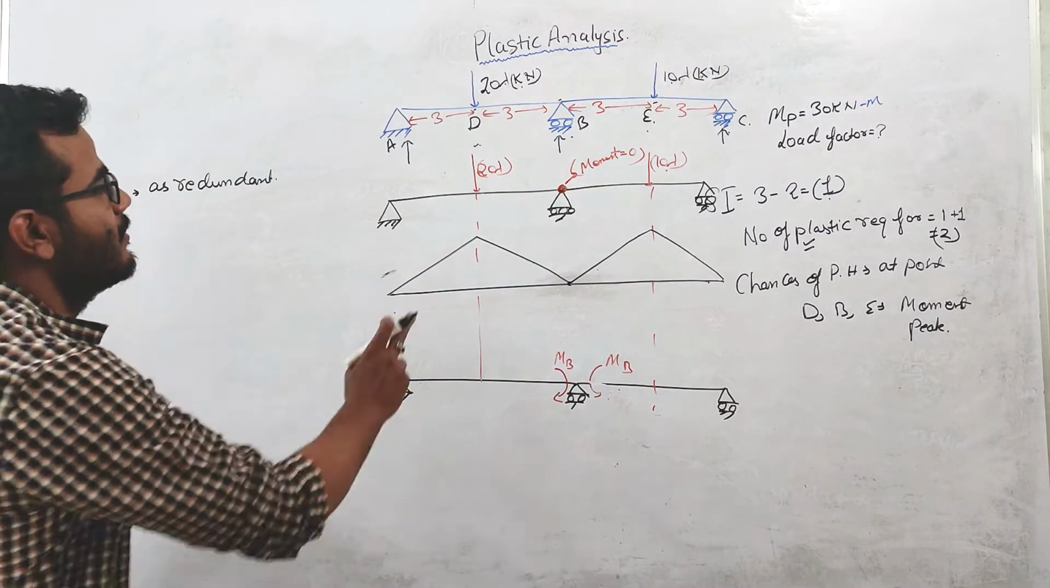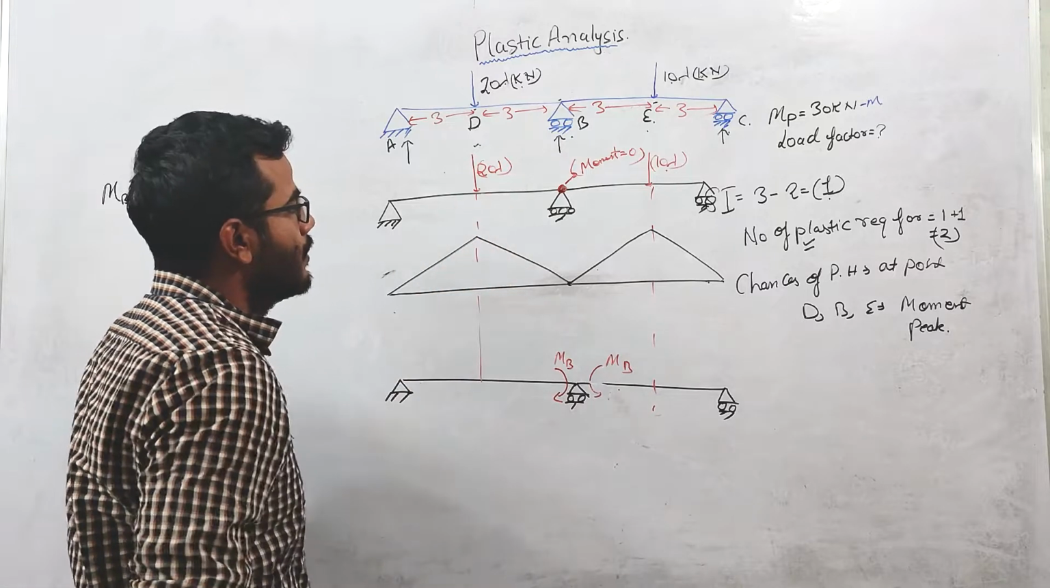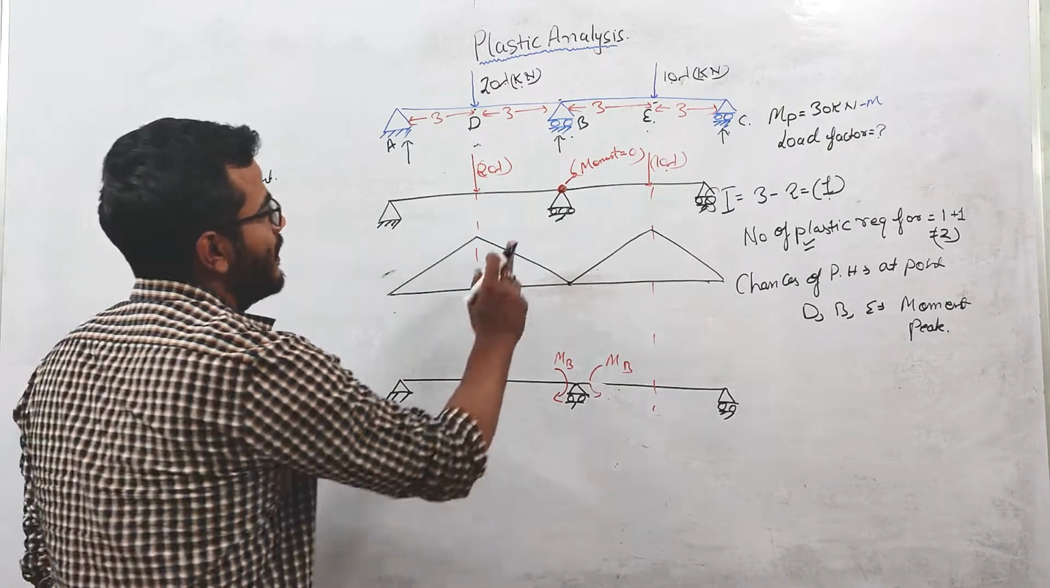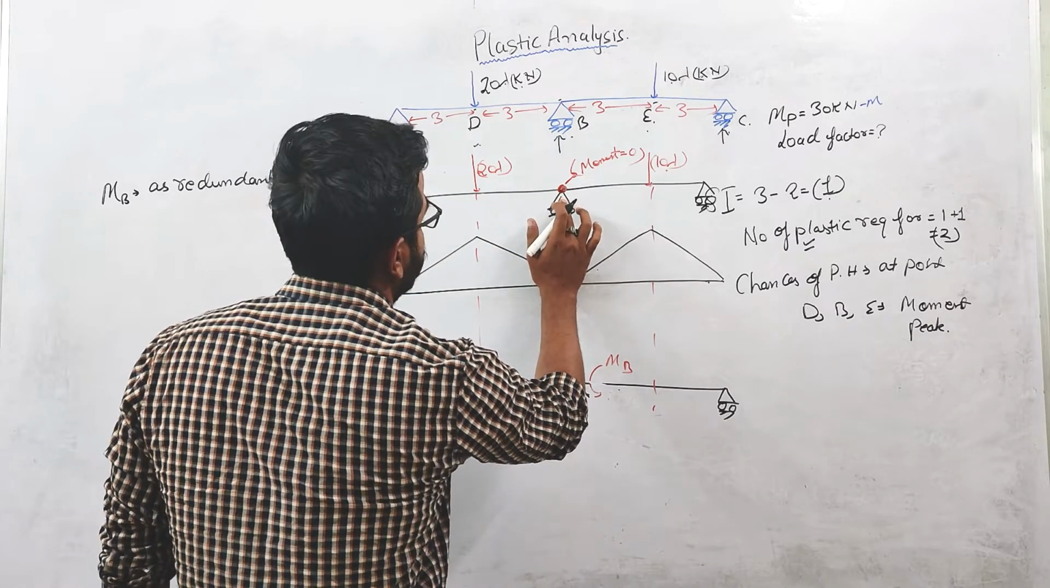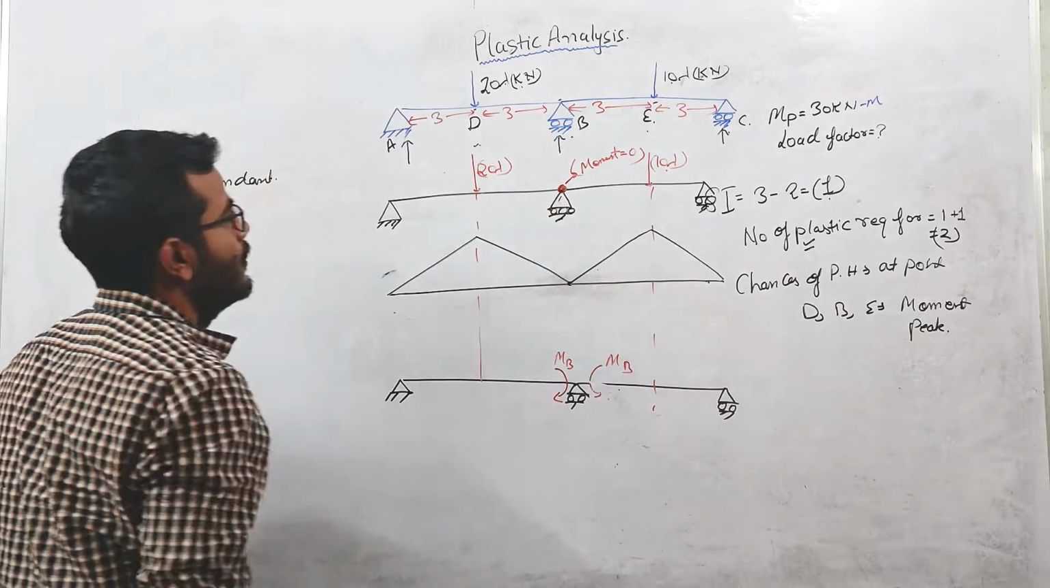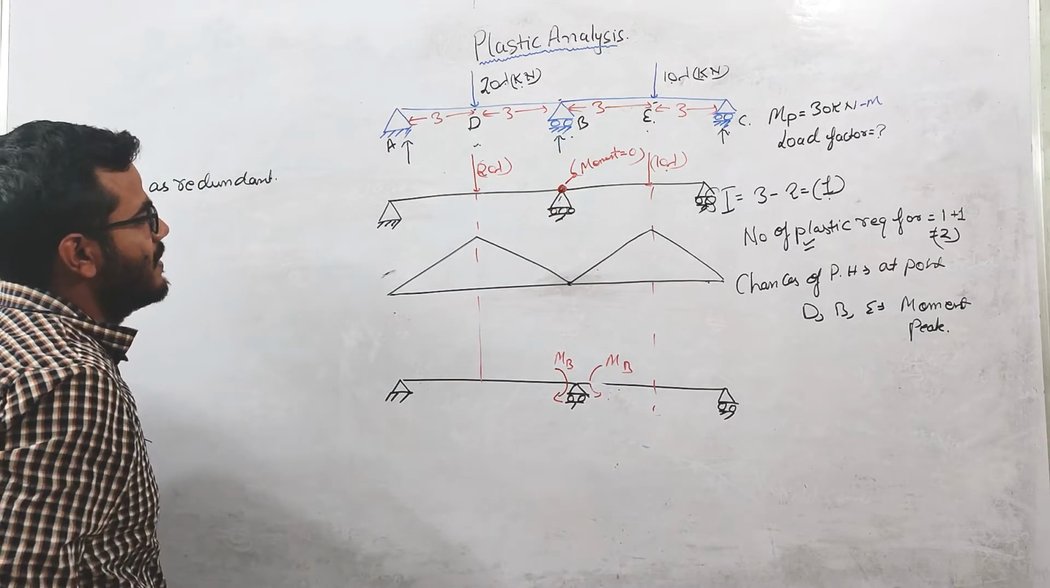Okay, this beam is stable. Because there is one support at this point, there is support at this point. These are internal rollers. This is a roller support at this point. So this beam is stable basically.